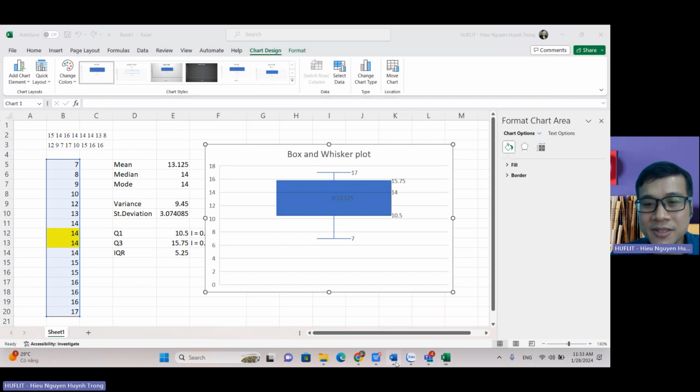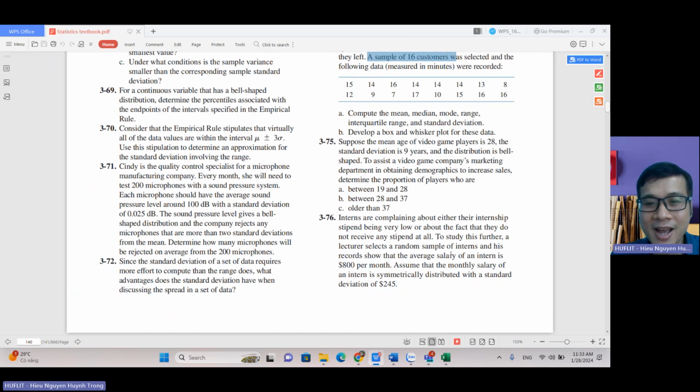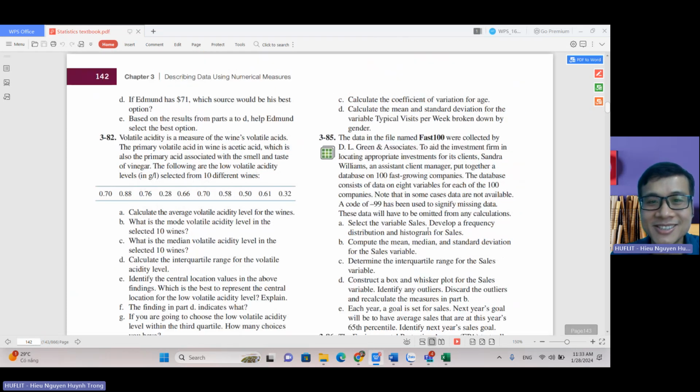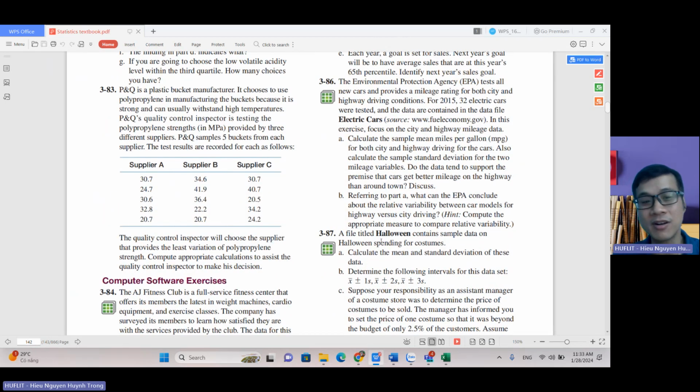Now if you come back to the exercise here, you can see that in this part we have how many exercises? Oh my God, 81 exercises. Too much. We don't go for the computer software exercises because in our program we do not learn the application on the computer. Our program will only learn the theory and how to solve the problem with paper and pen. So our exercise will stop at 3.83.